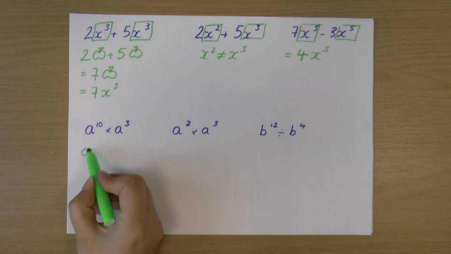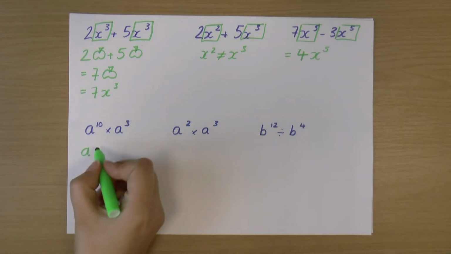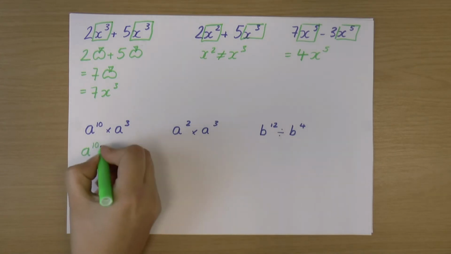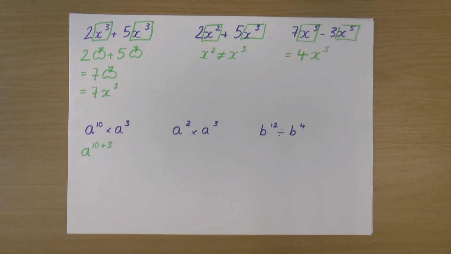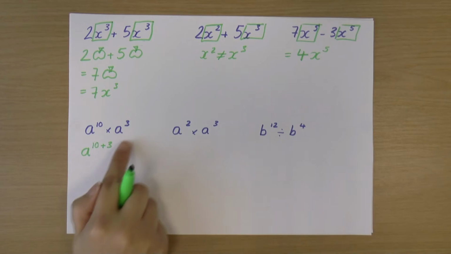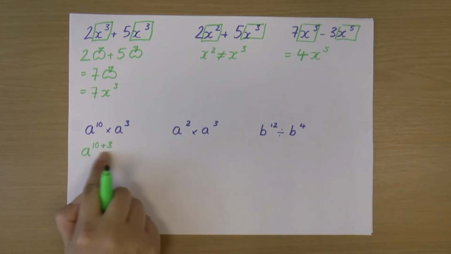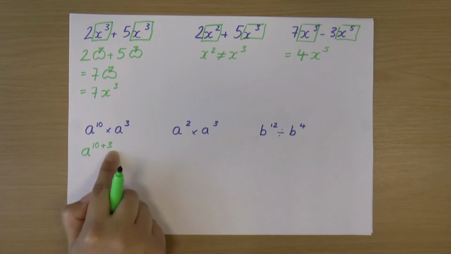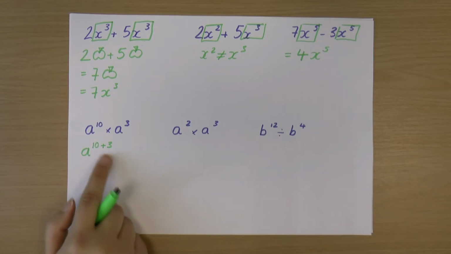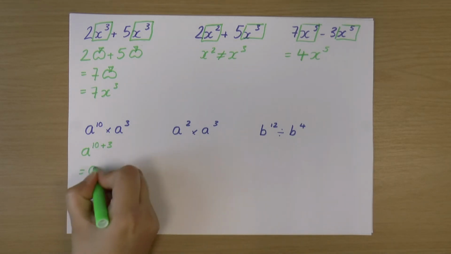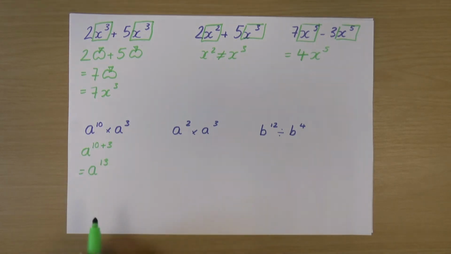That's because when I'm multiplying indices, what I do is actually something that looks like that. If I'm multiplying a to 2 different indices, I will add those indices together. So I get a to the power of 10 plus 3, which is a to the 13. So a to the 10 times a to the 3 is a to the 13.